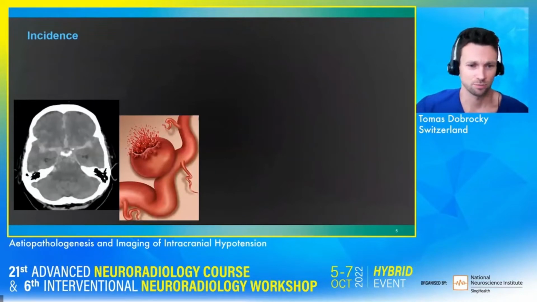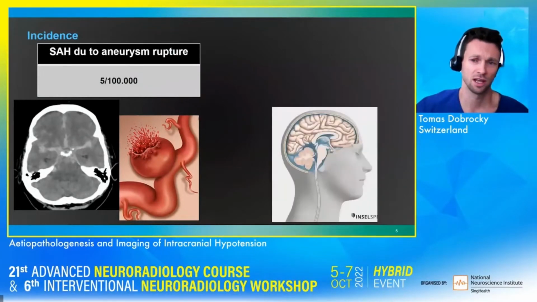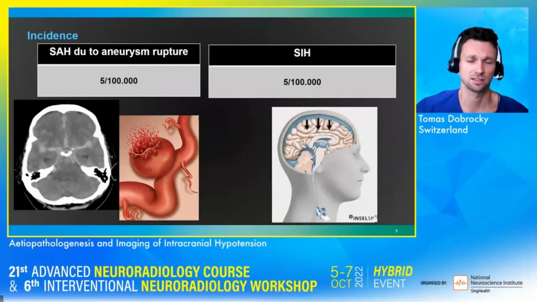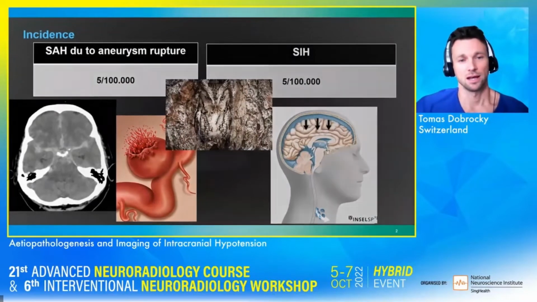What's the incidence? You might think that subarachnoid hemorrhage is something that you might see in your clinical practice. Yes, there is an incidence of about 5 patients per 100,000. Well, what about SIH? This is probably about the same incidence. So those patients are around. You just need to look very carefully and really find them, because I'm sure you're going to see one of them in your clinical practice.